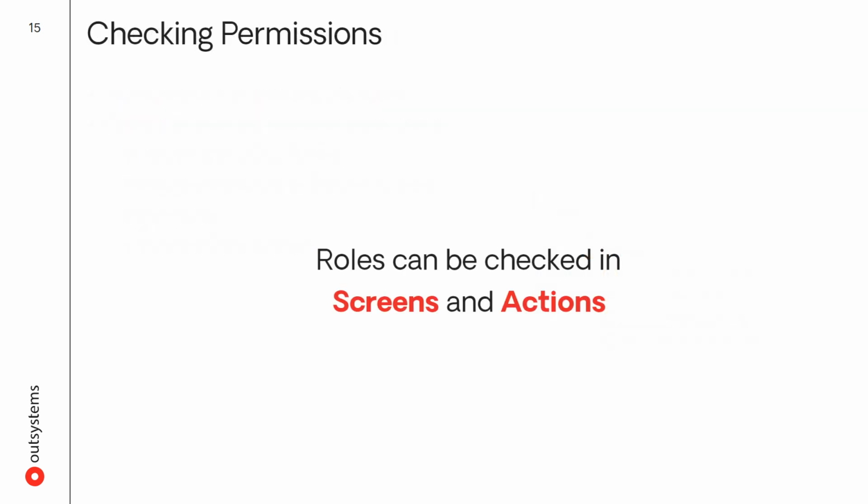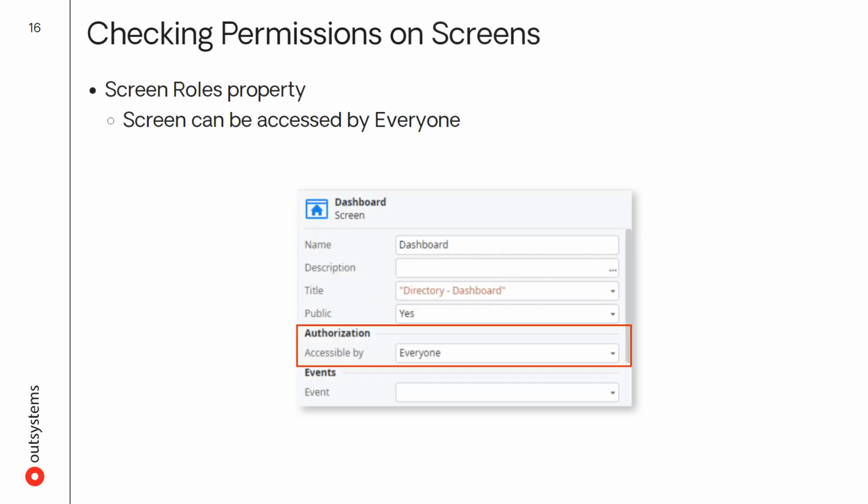We already know how to assign roles to users, so that they have the permissions to do whatever the role allows them to do. However, how do we define those permissions? How do we check if a user can perform a task? Well, roles can be checked in screens and actions. There's an accessible by property in every screen. That property has a drop-down where we define that everyone can access the screen, regardless if they have a user created with username and password. Basically, there's no need to log in.